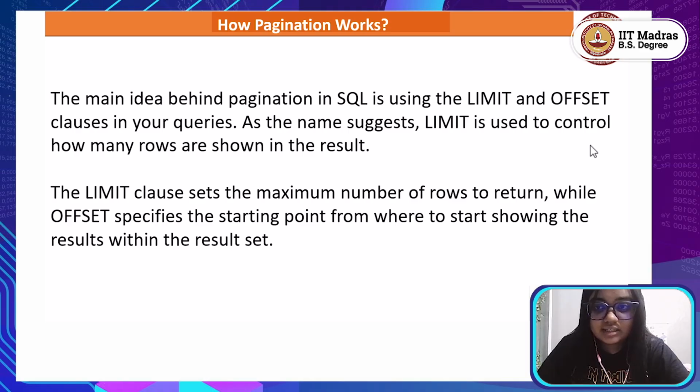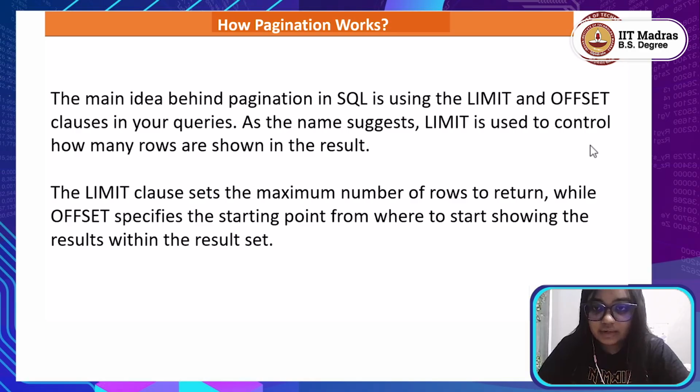What limit does is it is used to control the number of rows that you want to show in your result. So let's say you have 10 rows and you want to just show 5 rows. So you'll set limit to 5. Now what does the offset clause do? It can give you a customized starting point, right?